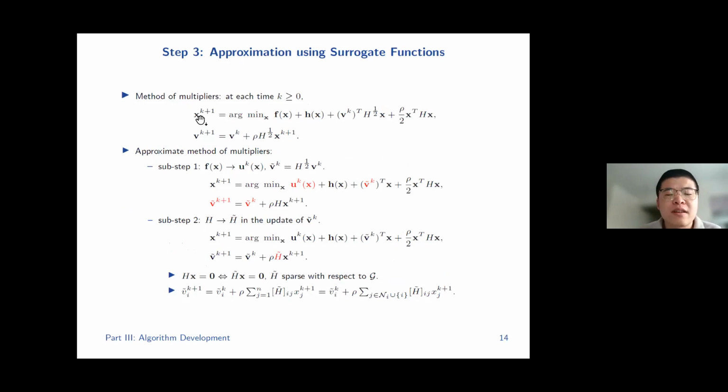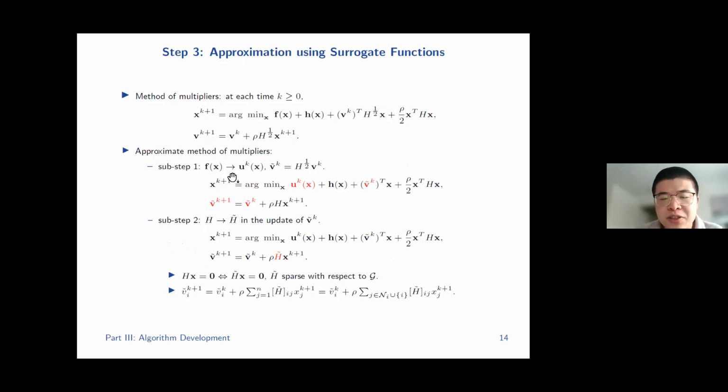Okay, this is the former method of multipliers. In this slide, we will approximate the method of multipliers using a surrogate function so that it can be implemented in a distributed way.